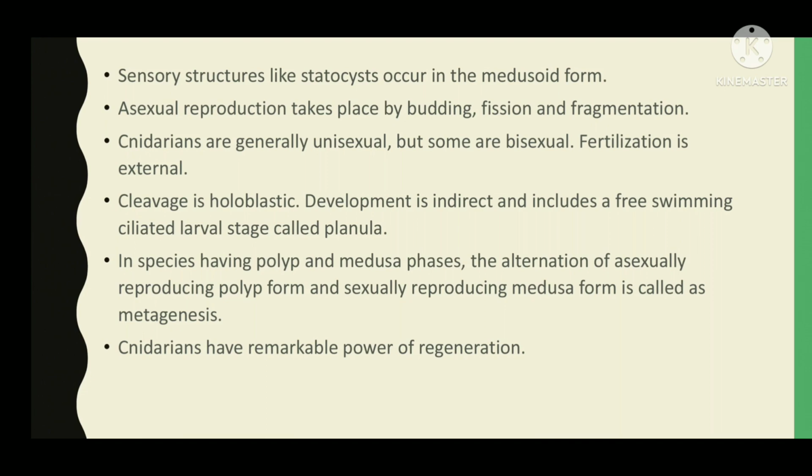Asexual reproduction takes place by budding, fission and fragmentation. Cnidarians are generally unisexual but some are bisexual. Fertilization is external. Cleavage is holoblastic. Development is indirect and includes a free-swimming ciliated larval stage called planula. In species having polyp and medusa phases, the alternation of asexually reproducing polyp form and sexually reproducing medusa form is called metagenesis. Cnidarians have remarkable power of regeneration.